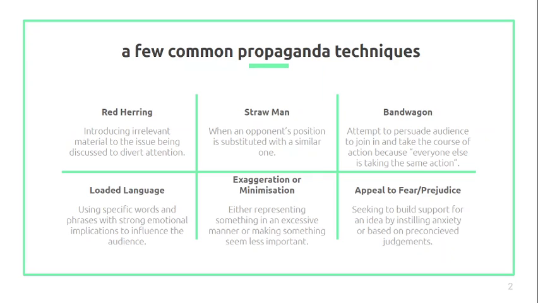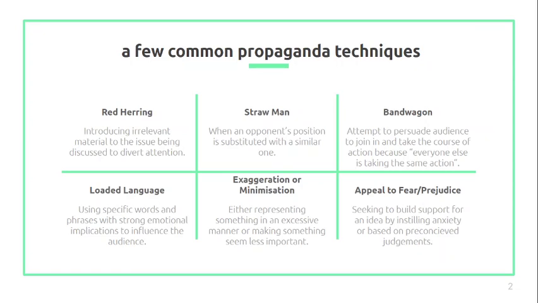So let's remind ourselves of a few common propaganda techniques. The red herring is a technique that is primarily used by introducing irrelevant material to the issue being discussed to divert attention from that issue. Straw man is a technique where the opponent's position is substituted with a similar one, but not exactly the same.